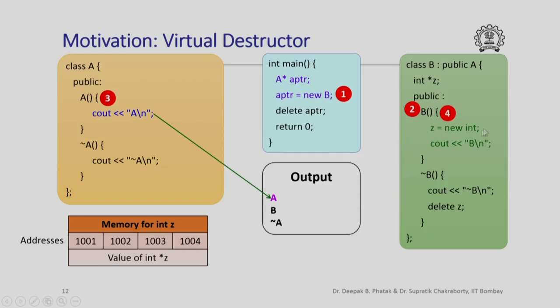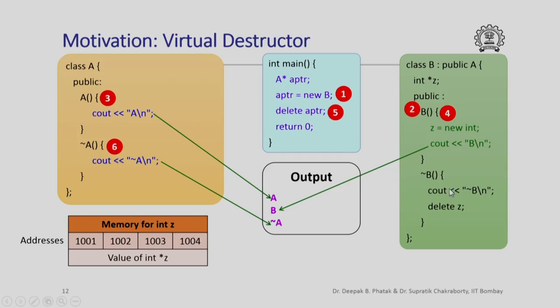So space for a new integer will be allocated, its address will be copied to this private data member Z, and B will get printed out. After that, when I am executing the statement delete APTR, because APTR is a pointer to an object of class A, inside the class A I have to look up the destructor, and this destructor says just print tilde A, and that is it.